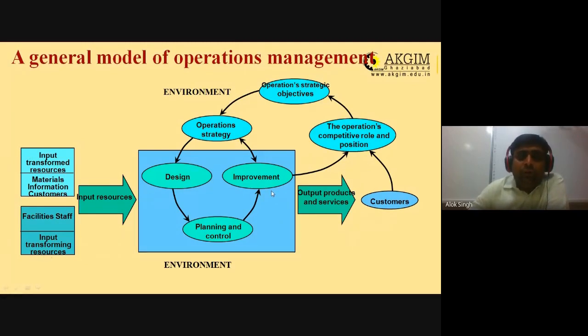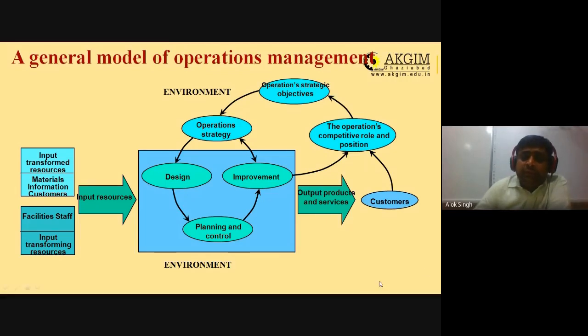Now we will go to the process part. Here is a blue box that represents the production facility where the production occurs. The external environment depicts the business environment, meaning top level management and middle level managers who decide strategy, decide objectives, and decide their competitive role and position.